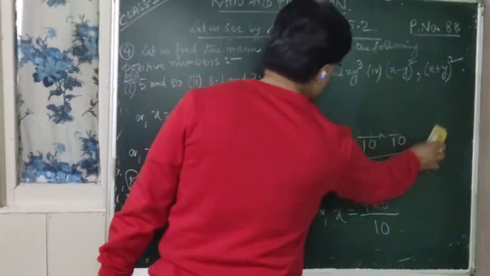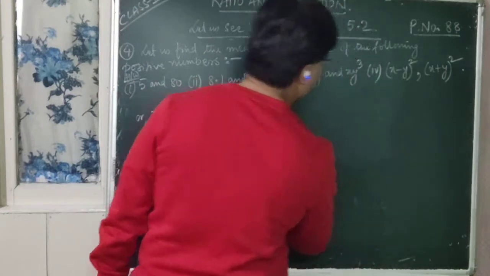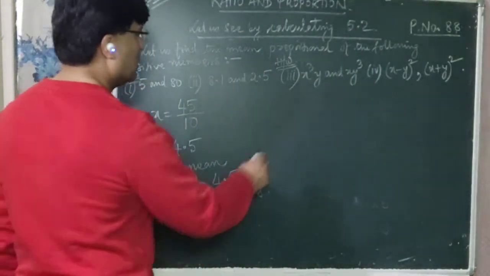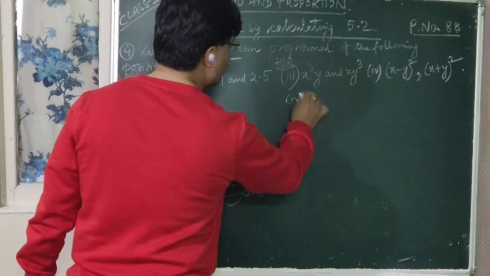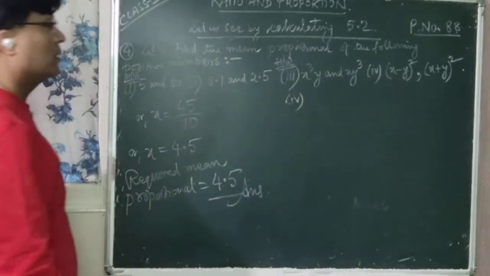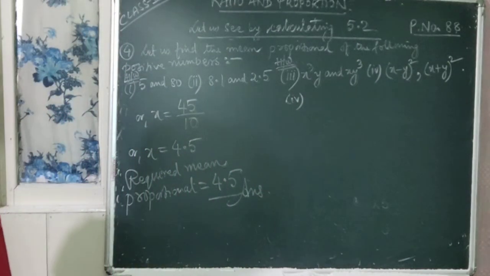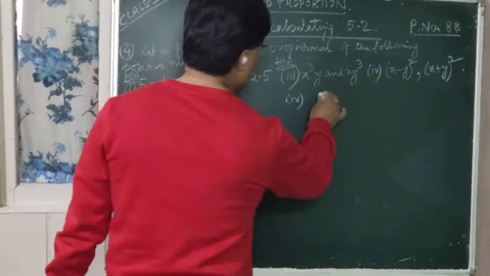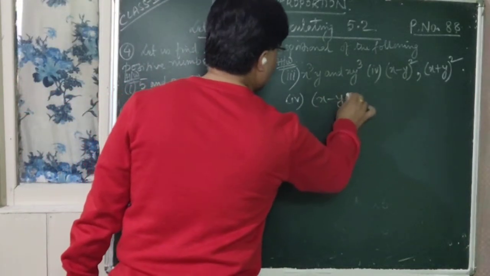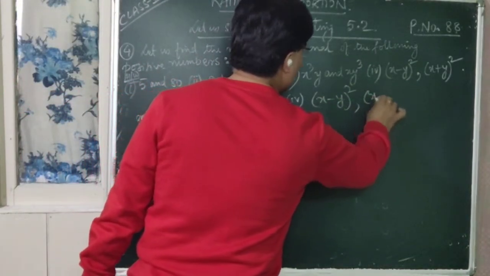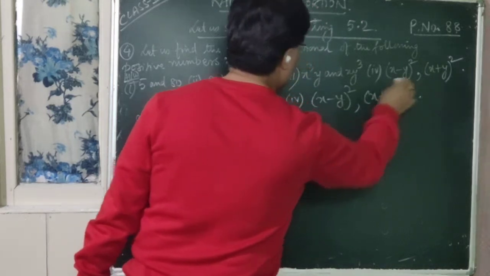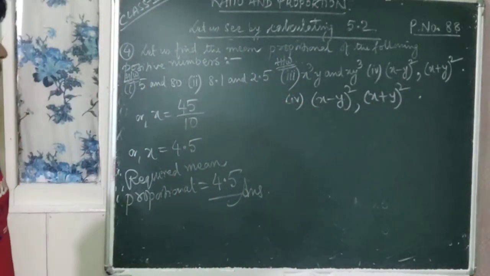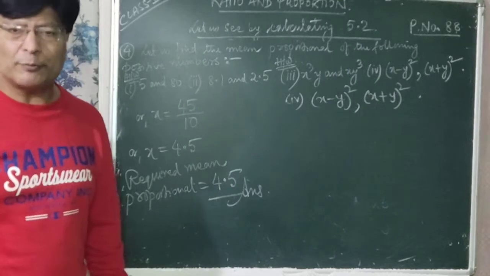So now we will do question number 4. Okay. So number 4 is, what is number 4 here? So let's do question number 4 now. It is x minus y whole square comma x plus y whole square. Here also you have to find out the mean proportional.